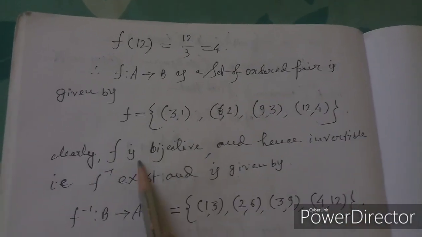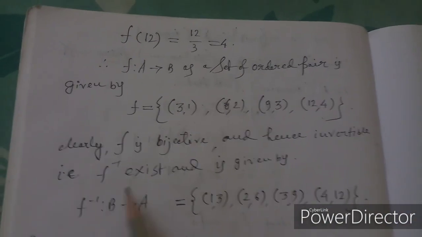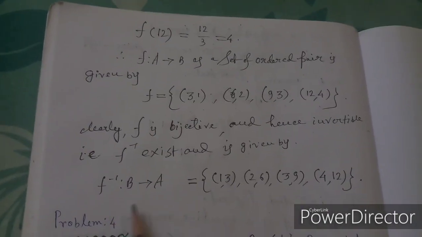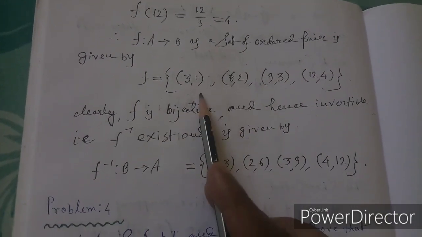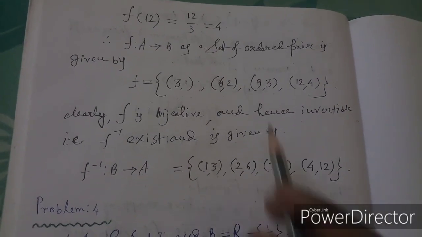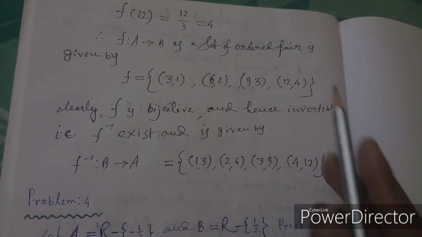So now since f is bijective, it is invertible, and so f inverse exists, and f inverse from B to A is given by just switching these: (1, 3), (2, 6), (3, 9), (4, 12).